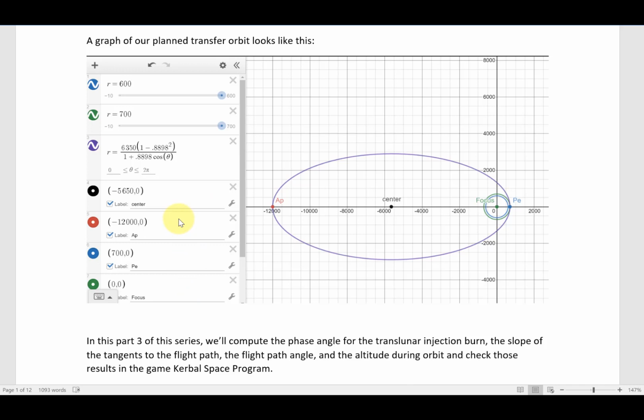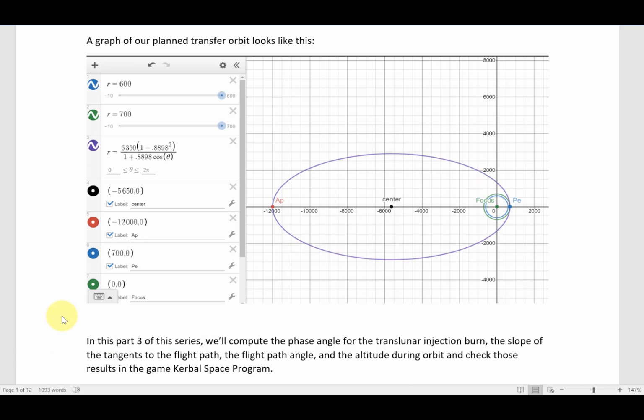So our apoapsis is out here at 12,000 kilometers from the center of Kerbal. So this is the apoapsis, and the periapsis being the closest point on that transfer orbit.